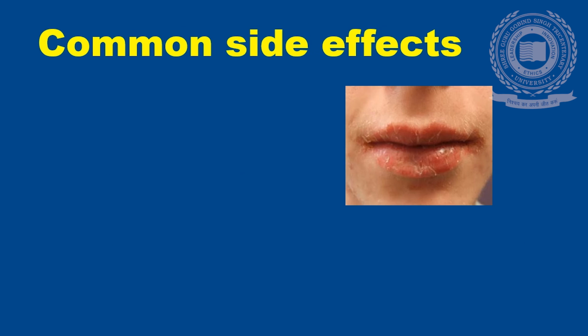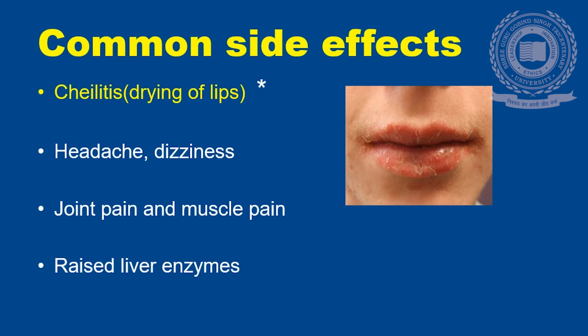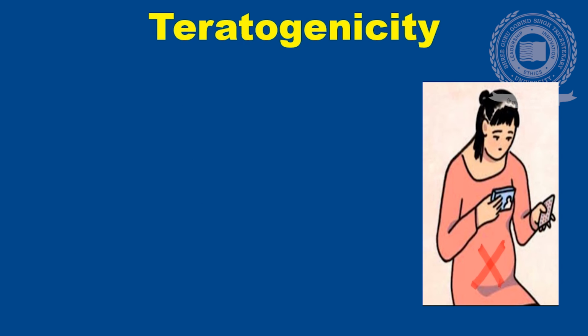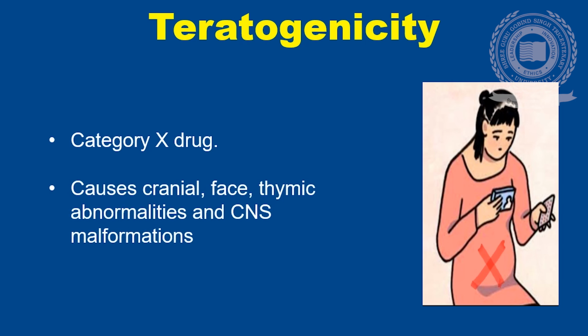The common side effects of isotretinoin include cheilitis or the drying of lips. Other side effects include headache, dizziness, joint pains, muscle pains, and raised liver enzymes. The most threatening effect of isotretinoin includes its ability to cause teratogenicity in an unborn child. Thus, it is a category X drug, and if taken during pregnancy, it may cause cranial, facial, thymic abnormalities, and CNS malformations have also been reported.